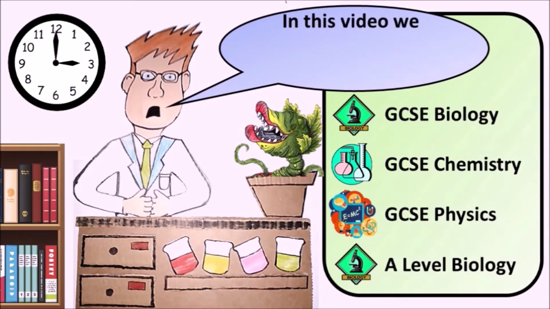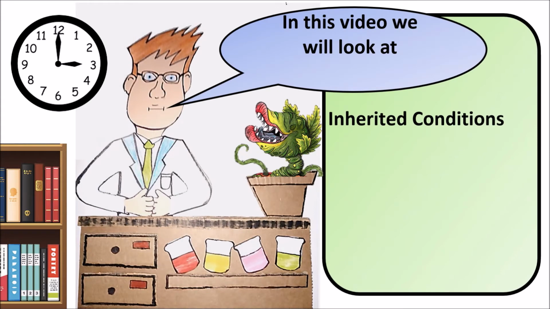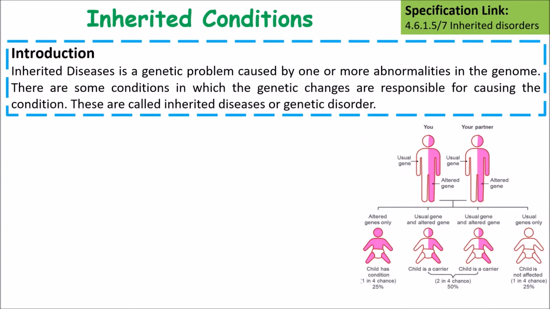In this video, we will look at inherited conditions, cystic fibrosis and polydactyly. An inherited disease is a genetic problem caused by one or more abnormalities in the genome. There are some conditions in which genetic changes are responsible for causing the condition. So this is called an inherited disease or a genetic disorder.